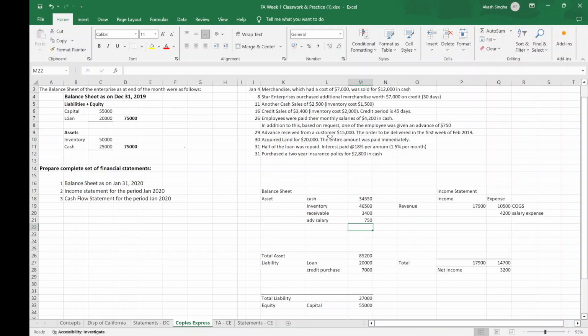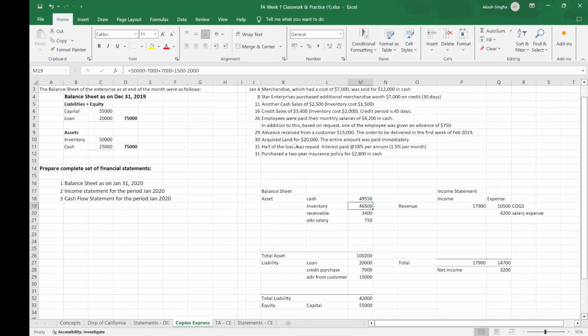Advance received from a customer, 15,000, with the order to be delivered in the first week of February 2019. So it's a liability, it's payable, not credit sales. It will be advance from customer. We can write 15,000, which is a liability, and it increased our cash.